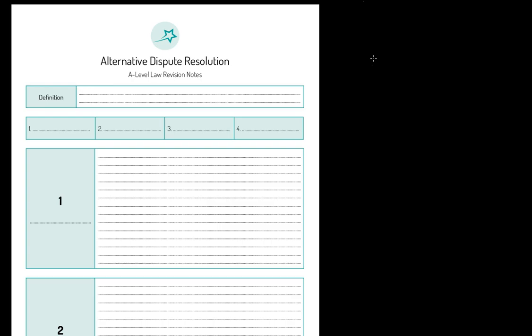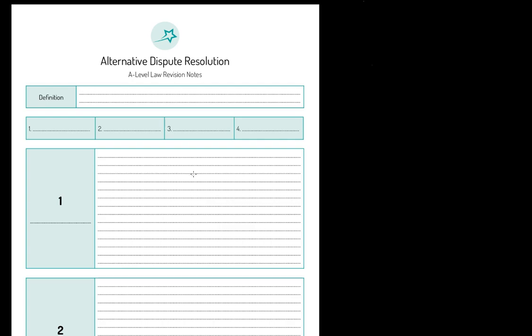So ADR, what we're going to look at is, first of all, the 4 main types of ADR. We're going to look at the advantages and the disadvantages of ADR as well, and we will then go back over each one and again discuss individually the disadvantages and advantages for each of the types of ADR. Alright, so we're going to jump straight into it. So let's start off by having a look at the definition.